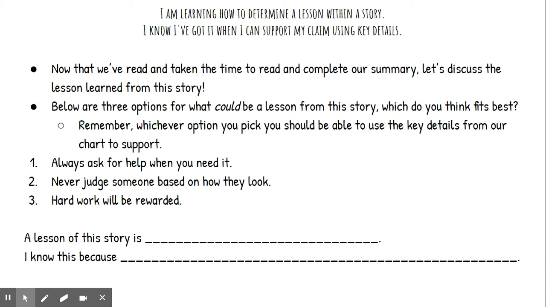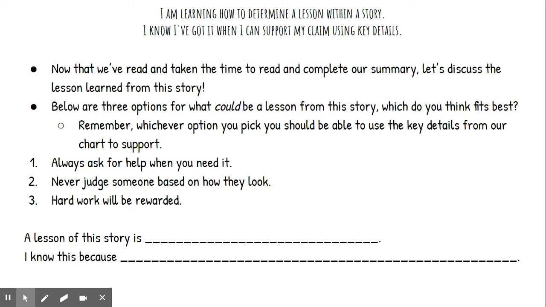Below, there are three options for what could be a lesson from the story. Which one do you think fits best? Now remember, whichever one you pick, you have to be able to find key details to support your answer. So, do you think the lesson is 1, always ask for help when you need it, 2, never judge someone based on how they look, or 3, hard work will be rewarded? Which one do you think best fits our story?